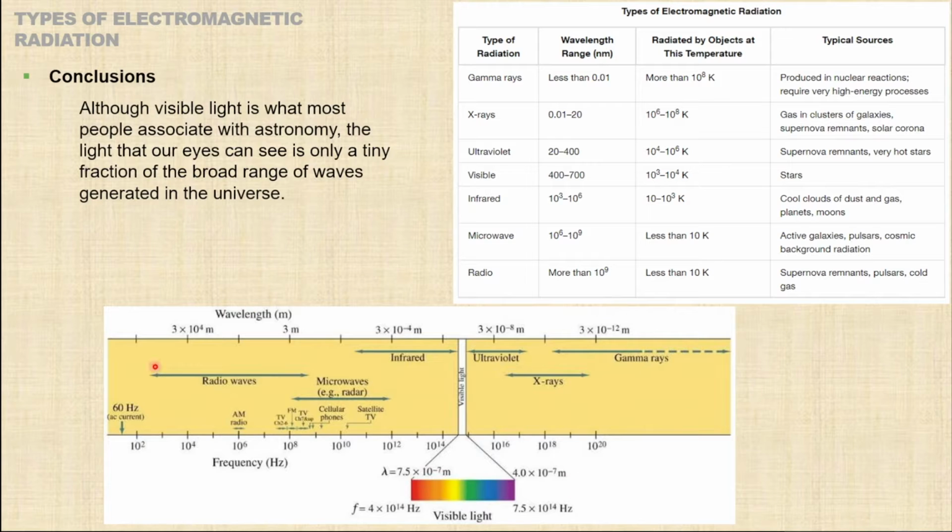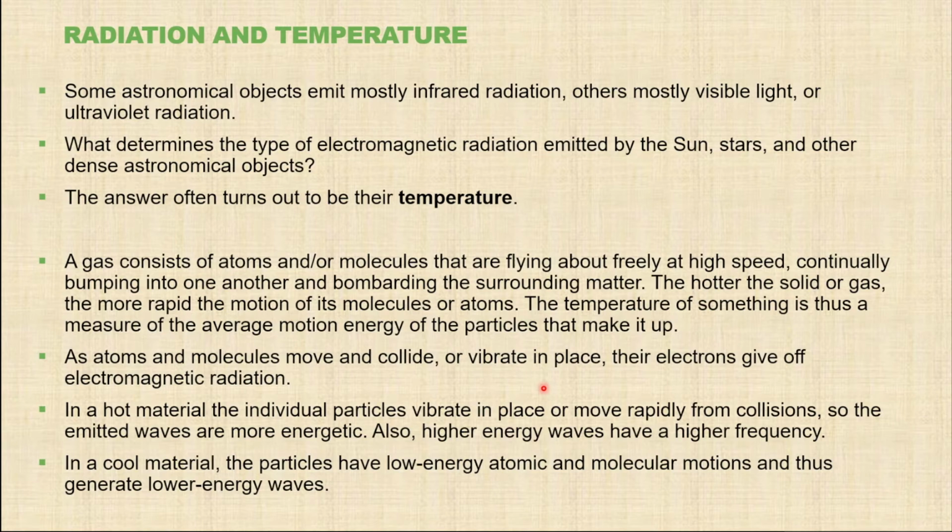So any star, stars are the primary source of light and primary source of all the electromagnetic radiation that we know, and that again extends from radio to gamma. Okay, and what determines the electromagnetic spectrum emitted by stars is dependent on the temperature of those stars.